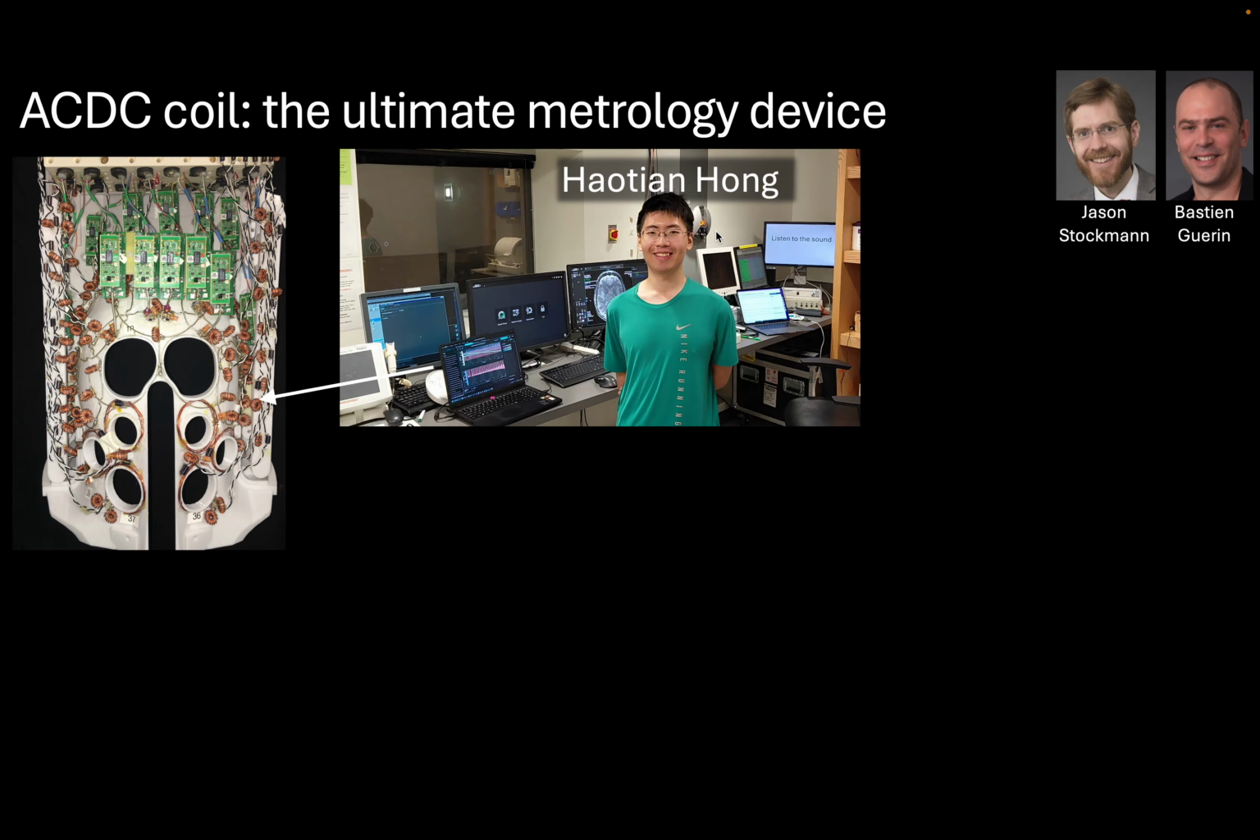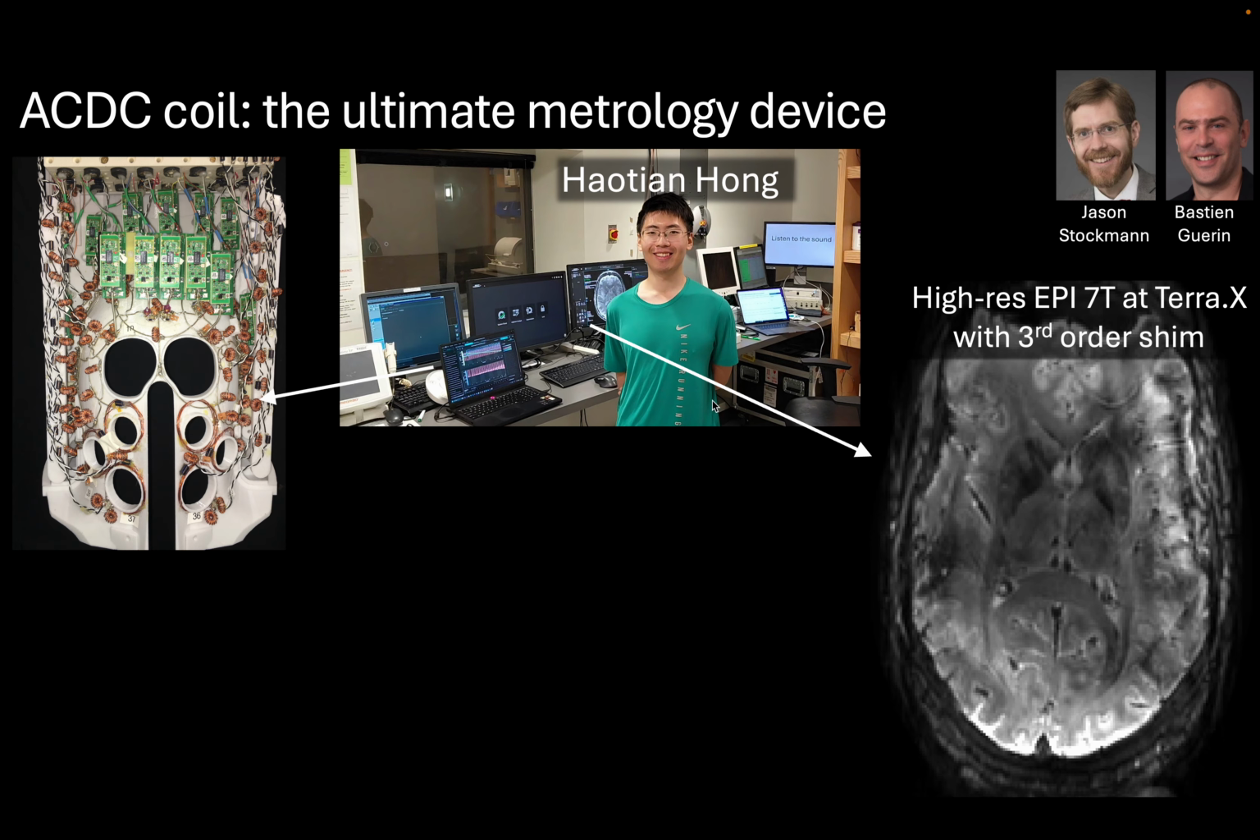And this is a project from Hao-Tian Hong, who also has a poster here, and you can see by the number of screens that he needs, he's managing quite a number of systems. For example, when he doesn't touch the third order shim from the scanner, he gets data like this, right? And they are good data. People use those data a lot for high resolution fMRI, but they're not perfect, right? In some areas we have these interference patterns.